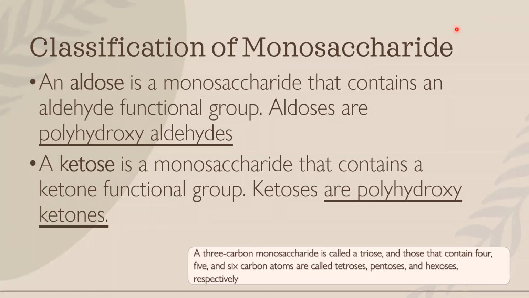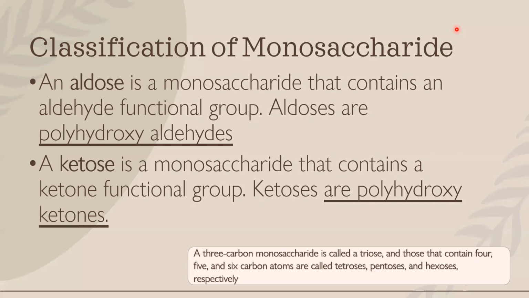So let us now move on to the classification of monosaccharides. Monosaccharides are again usually called sugars. Take note, a 3-carbon monosaccharide is called a triose. Those that contain 4 carbons are called tetroses. 5 carbons, these are the pentoses. And 6 carbons, these are the hexoses.